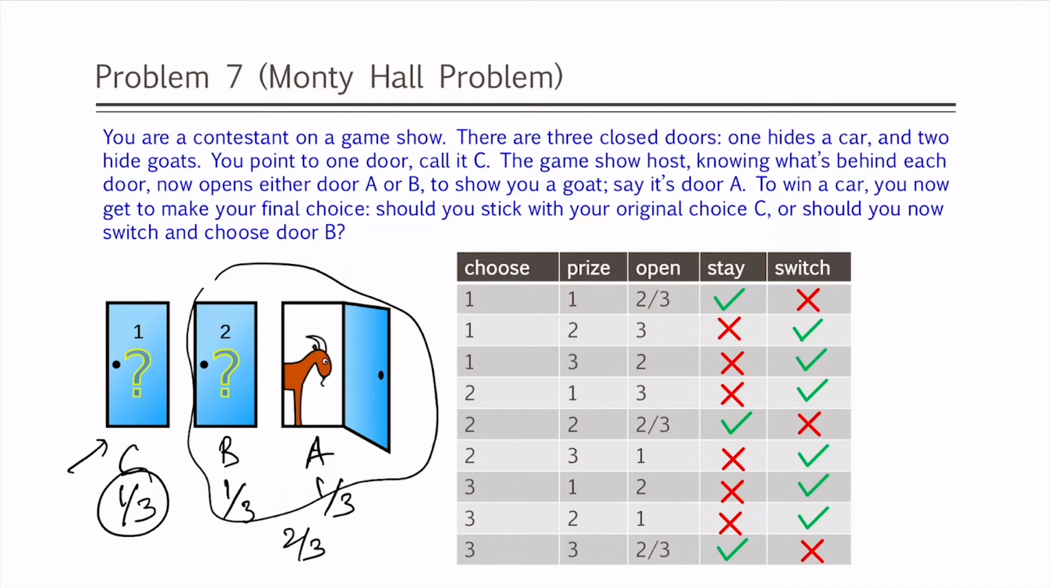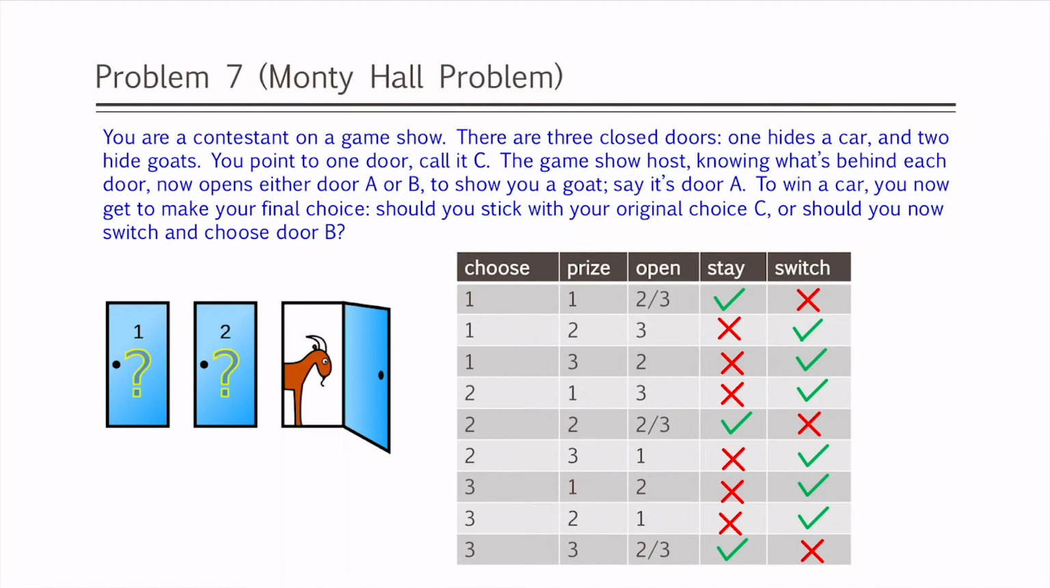So, all are 1 by 3 initially, but you have chosen C, where the car is with probability 1 by 3. That means the probability that the car is in B or A is 2 by 3. Now Monty opens door A, which means the car is definitely not there. So, this 2 by 3 now goes to only B. Is it okay?